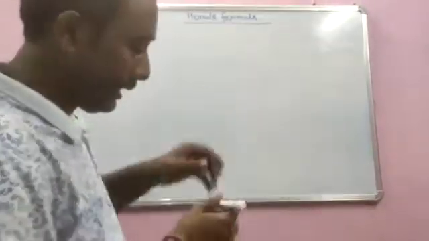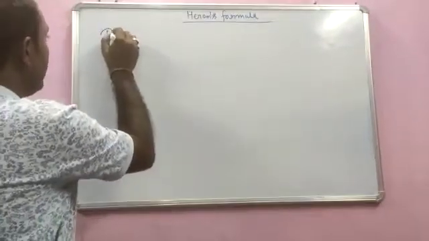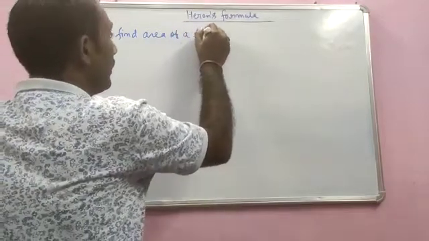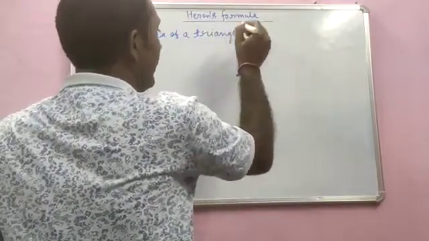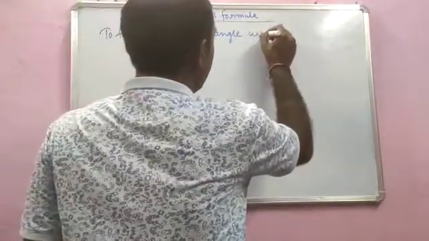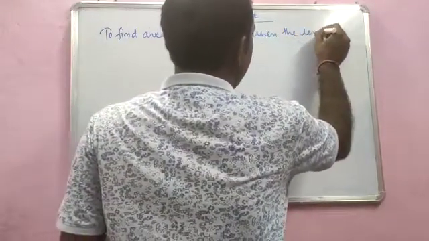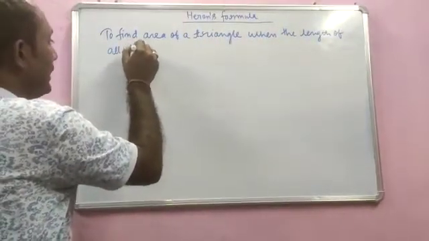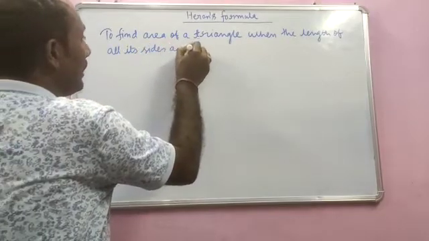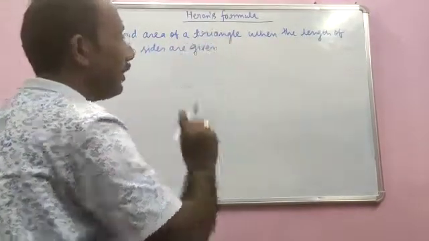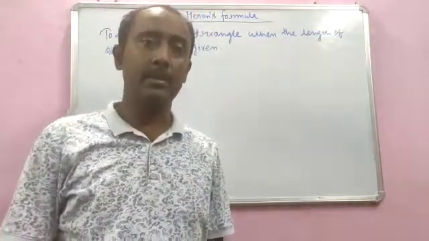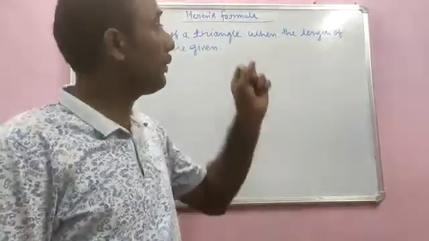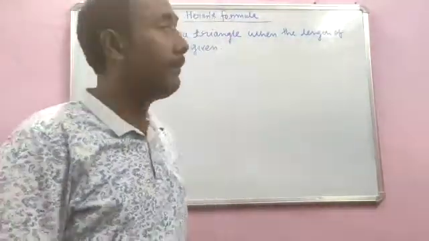So what we are going to learn in Heron's formula is to find area of a triangle when the length of all its sides are given. So when length of all the sides of a triangle are given, we use the formula which was given by great mathematician Heron. Therefore we call it as Heron's formula.